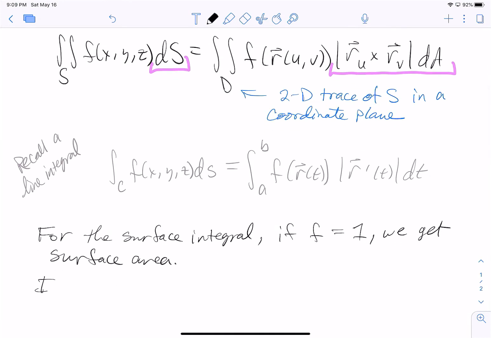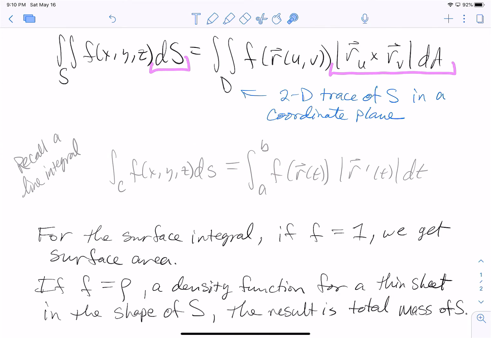If f is equal to rho, say a density function, for a thin sheet, say of aluminum foil, in the shape of S, then the result is the total mass of the sheet. So the meaning of a surface integral is, of course, context dependent.